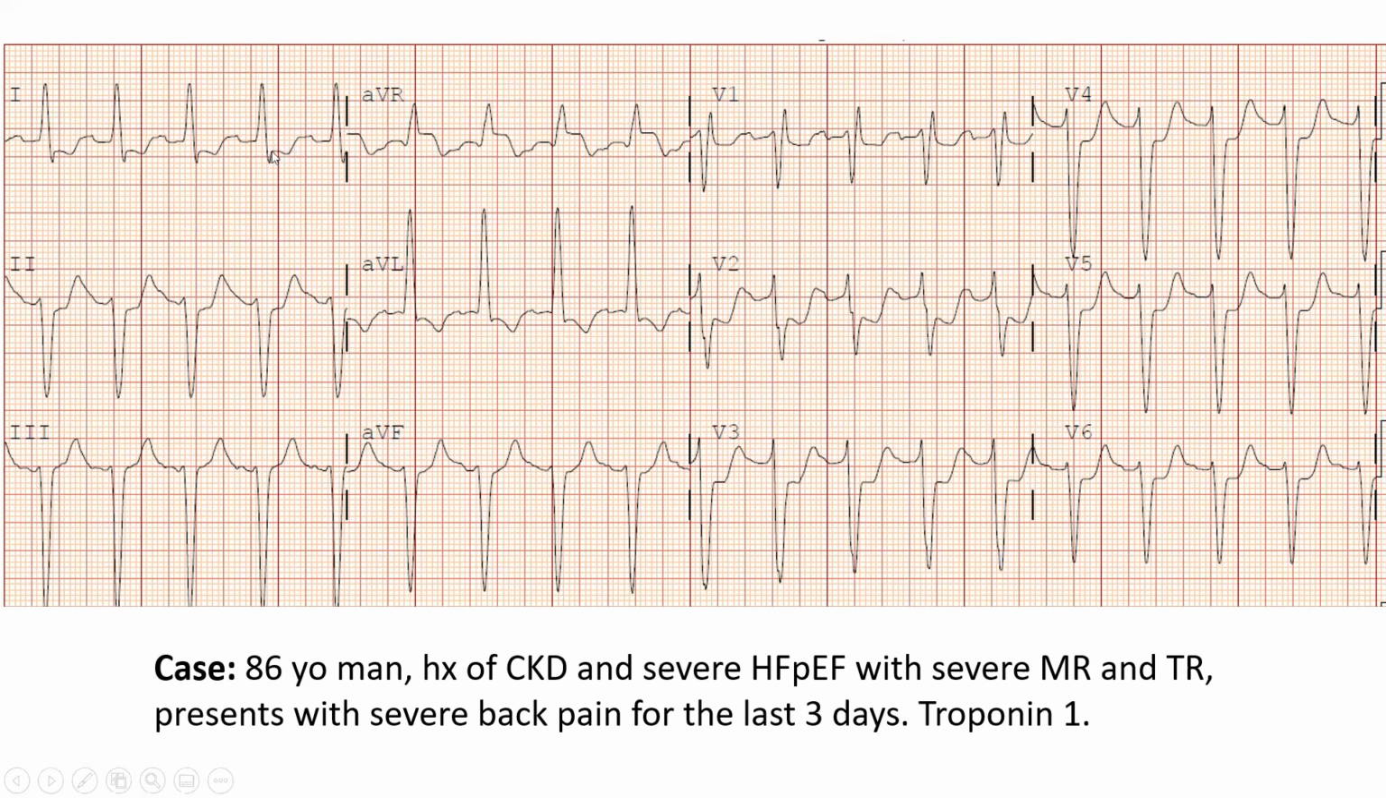You have diffuse ST depression everywhere, in every single lead. It's not localized to leads V2, V3, V4. If it was localized or very predominant in leads V2, V3, V4, I would call it posterior infarct, even if you have mild ST depression in the other leads. But in this case, ST depression is profound in all of the leads. So this is not posterior infarct.